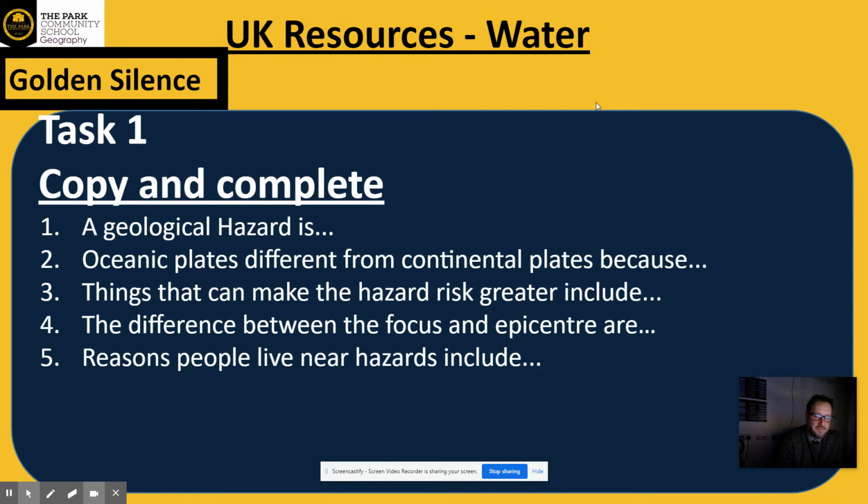Reasons people live near hazards include, now this is where I want you to really think geographically. You are geographers. Think about places. Iceland.